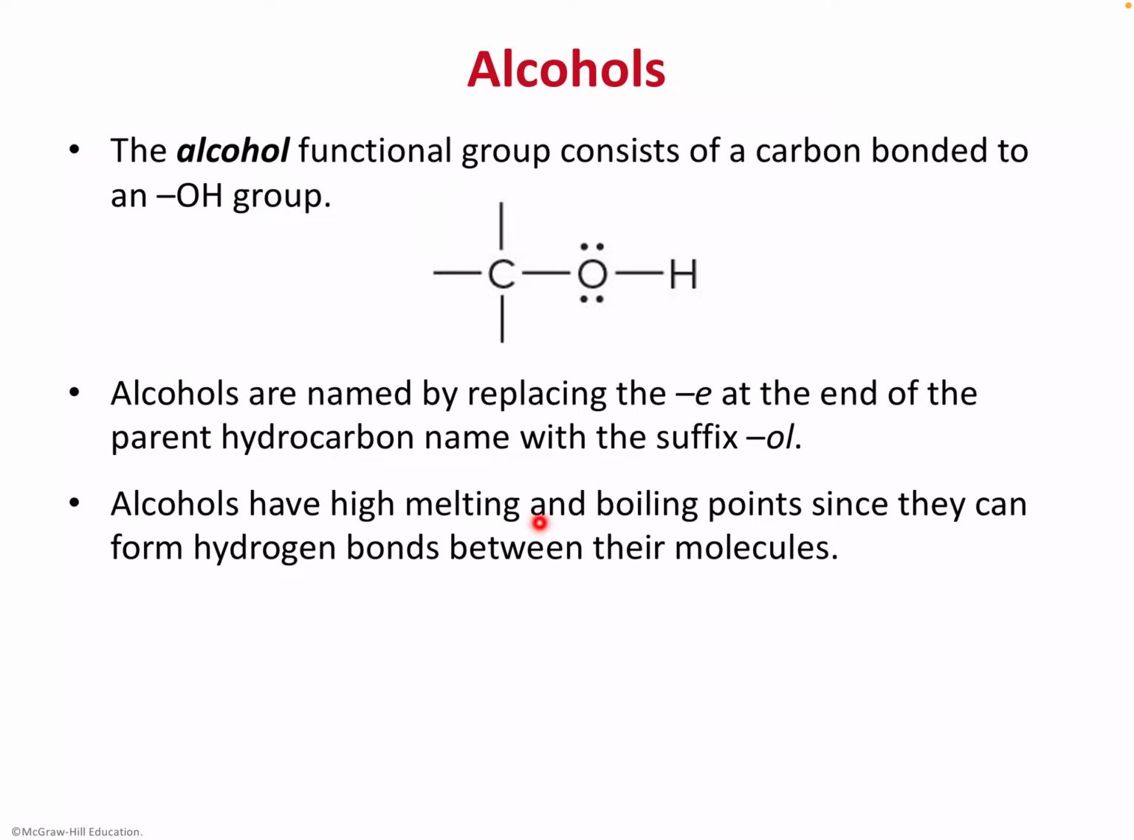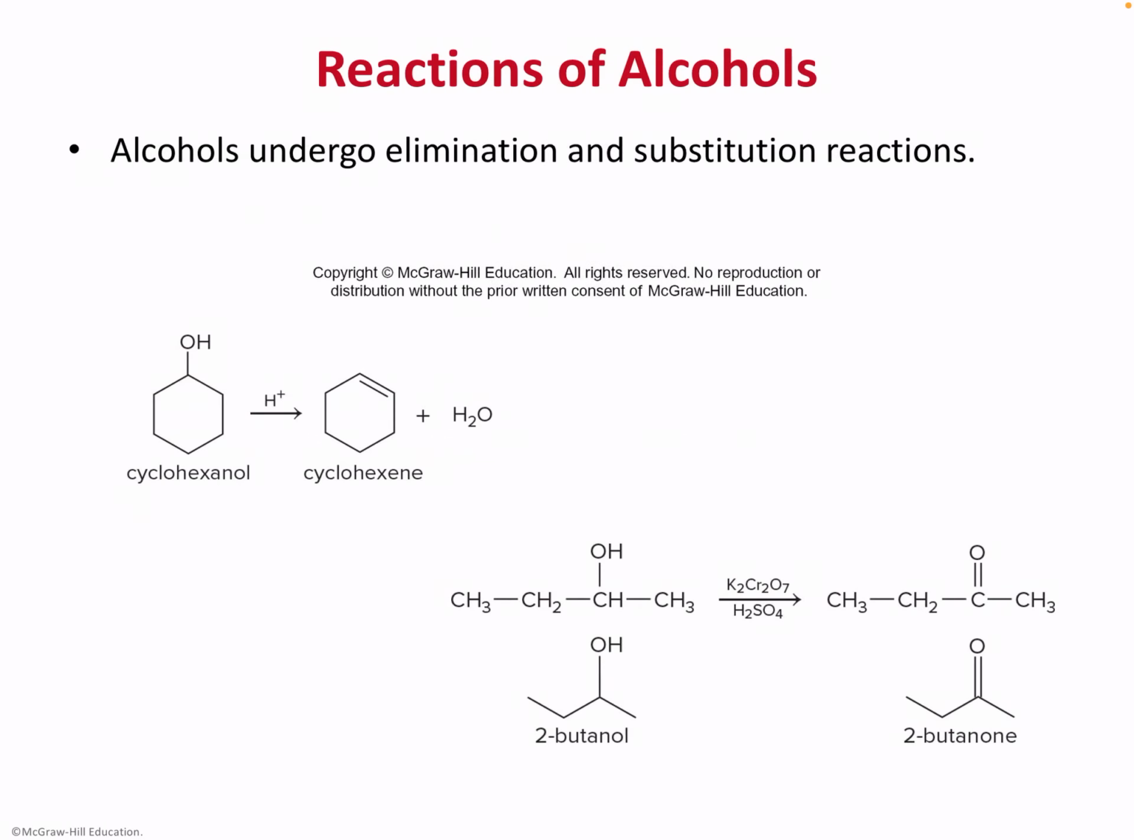Alcohols have high melting and boiling points since they can form hydrogen bonds between their molecules. Reactions of alcohols: alcohols undergo elimination and substitution reactions. Now this is an alcohol, right? So you can remove the water molecule. So there are hydrogens on these points. Remember, these are carbons and carbon can form 4 bonds, 1, 2, and there are 2 hydrogens here.